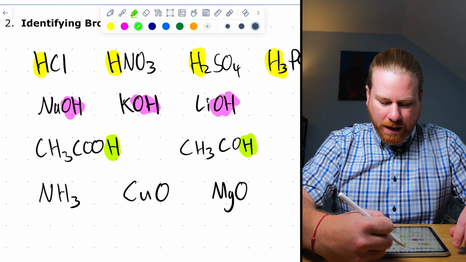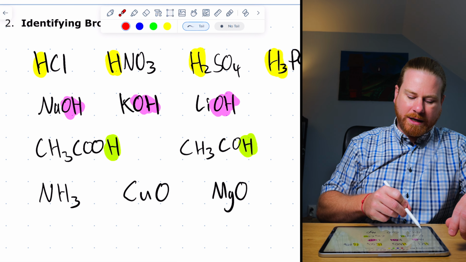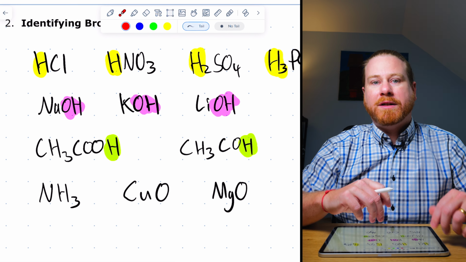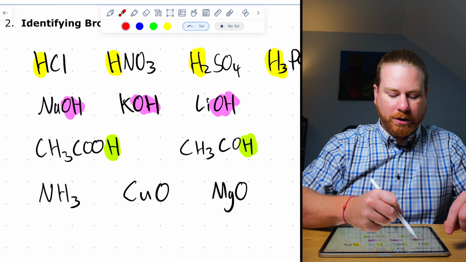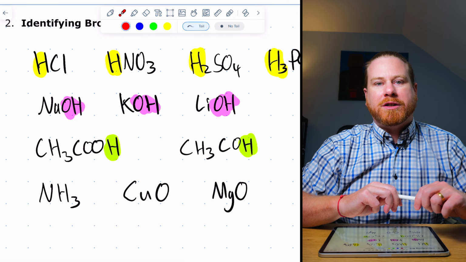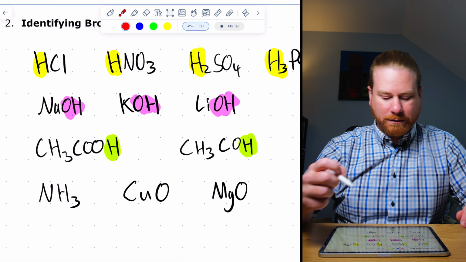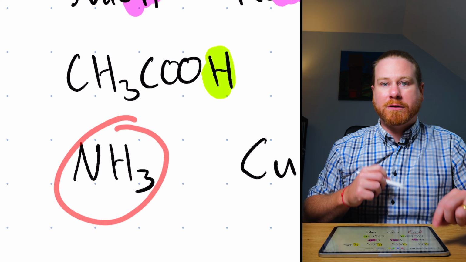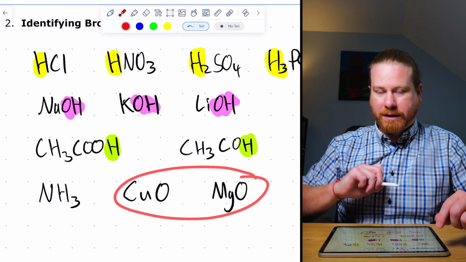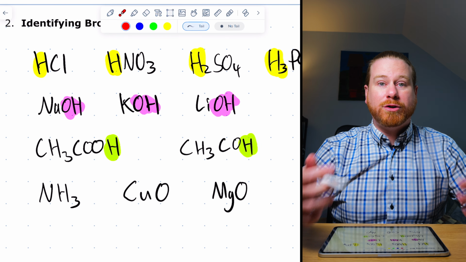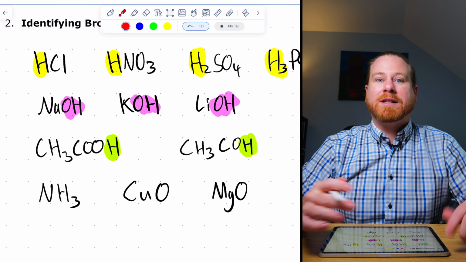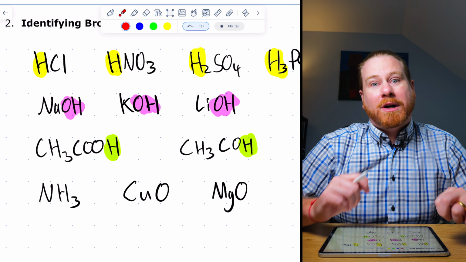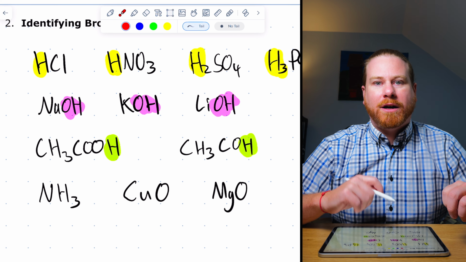And then finally we have some bases. These are bases because they do not produce the OH ion when dissolved in water, if they do dissolve in water. Ammonia dissolves in water, but these two bases do not, but they do react with acids, and all three of them are capable of accepting a hydrogen ion.